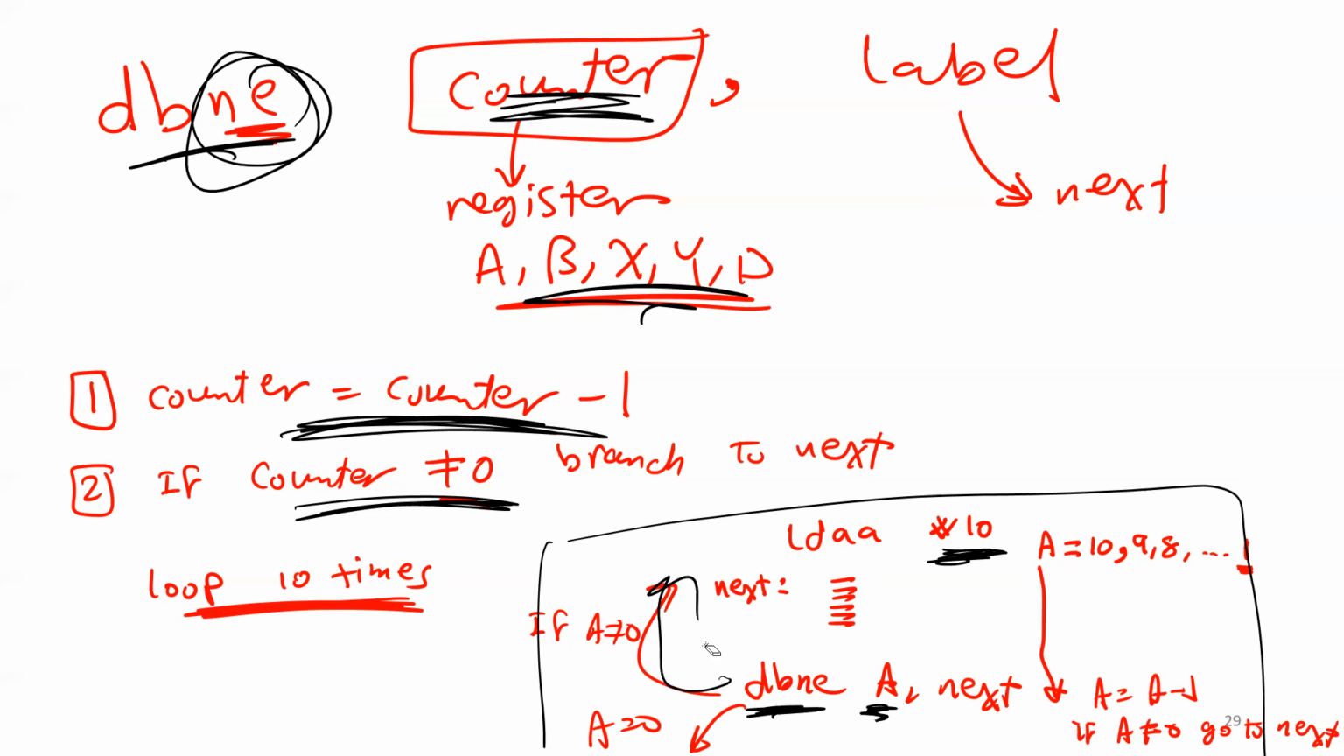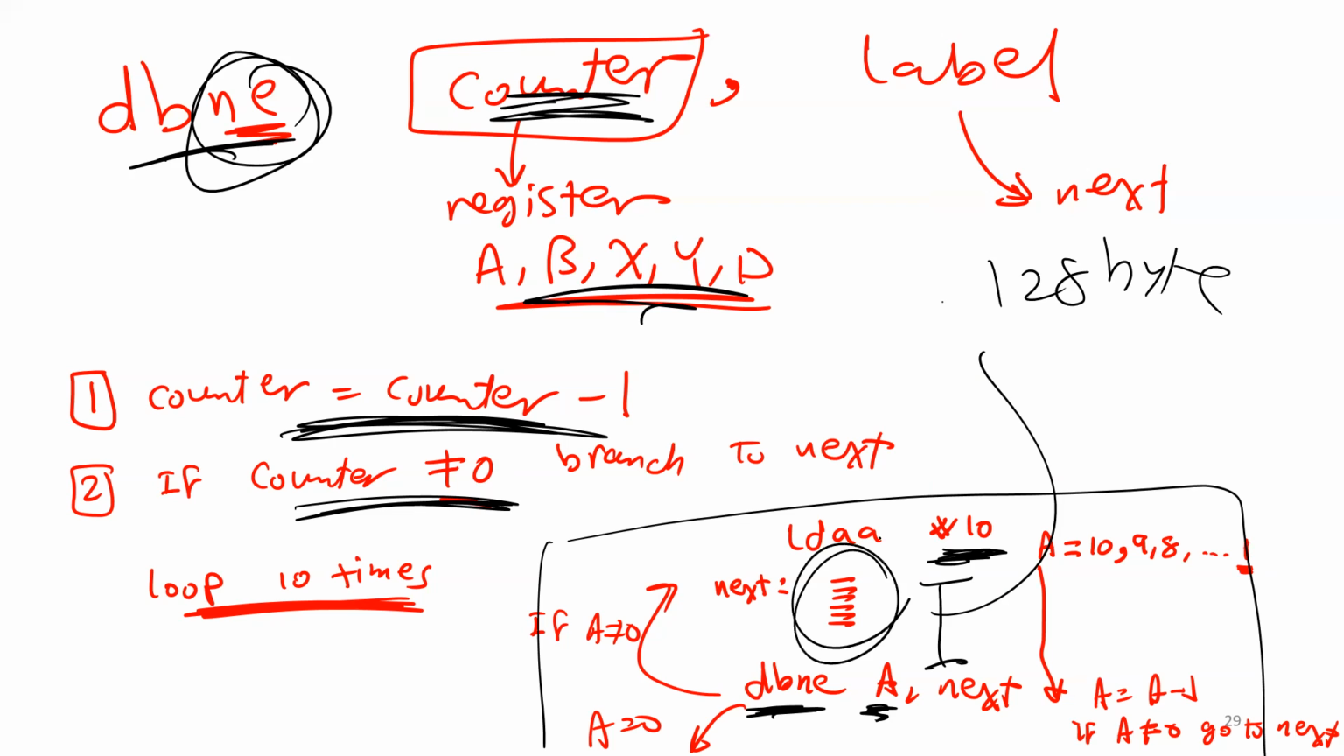The distance from here to here has to be short, because you are going to jump from here to here. So this one should be short, it cannot be long. That means it cannot be more than 128 bytes, I don't remember exactly. So the amount of instructions you put here should not take more than 128 bytes in memory.